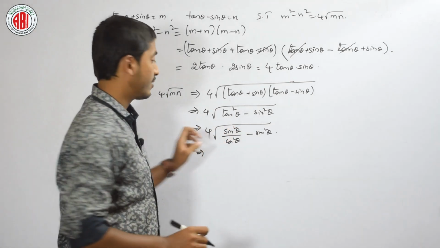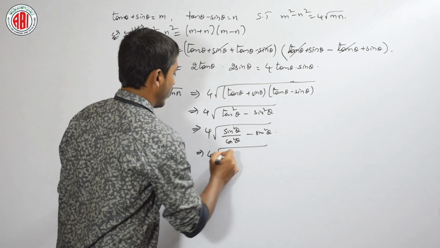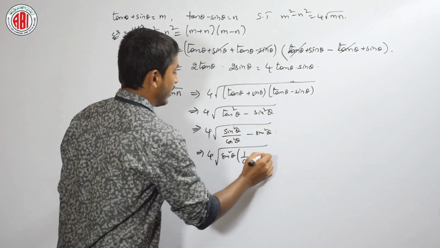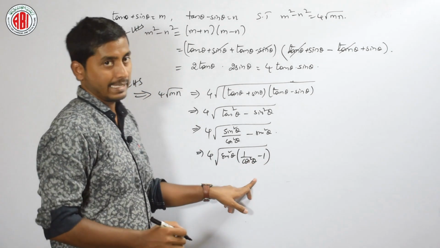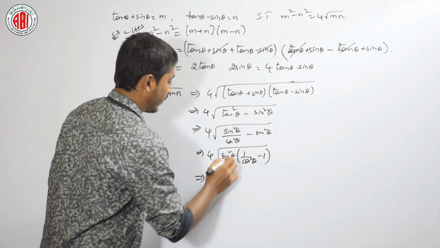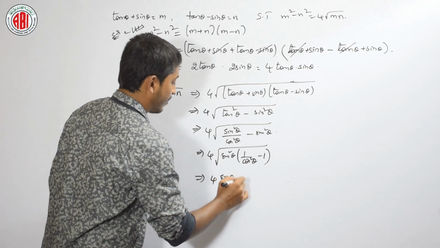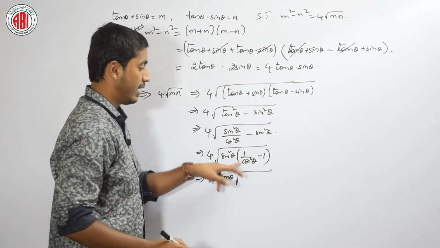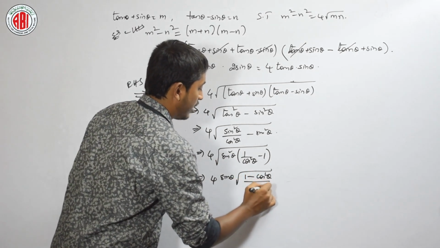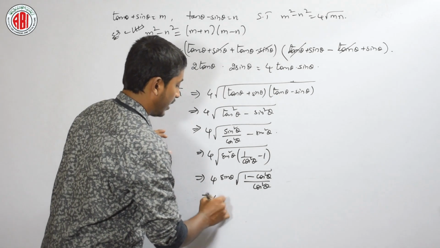Let us take sine square theta as common. What will it become? Sine square theta into 1 by cos square theta minus 1, isn't it? Let us take this sine outside. If we take sine outside, it will become sine theta. Inside it will become 1 minus cos square theta by cos square theta, right.